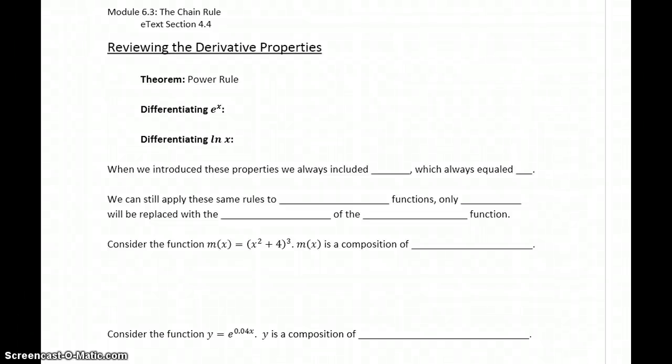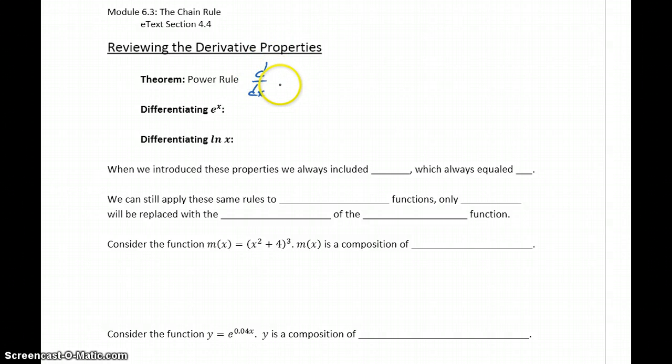I mentioned how the chain rule is really just going to be an expansion of existing derivative properties that we've already covered. So let's start by reviewing some of those different derivative properties we've established and get a better idea of what I'm talking about here. So we can start off with our theorem that we established for the power rule.